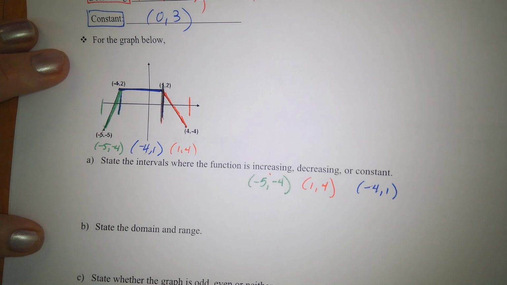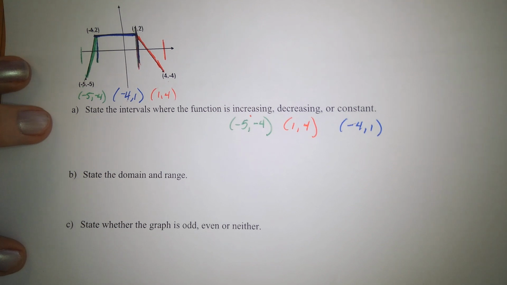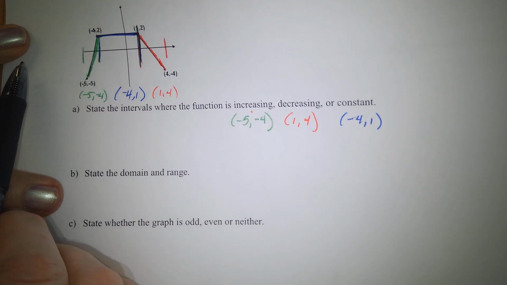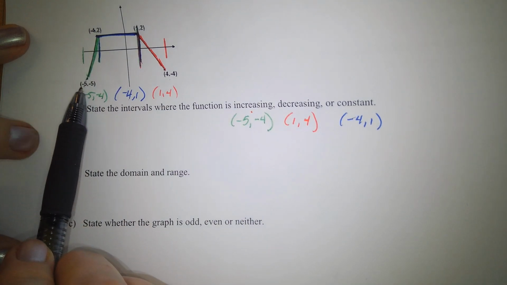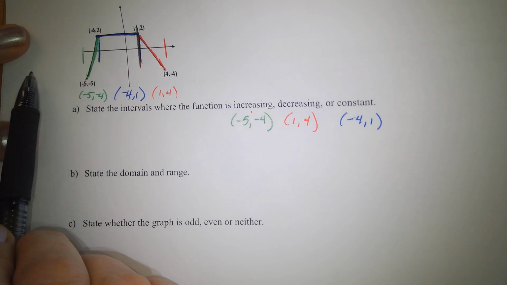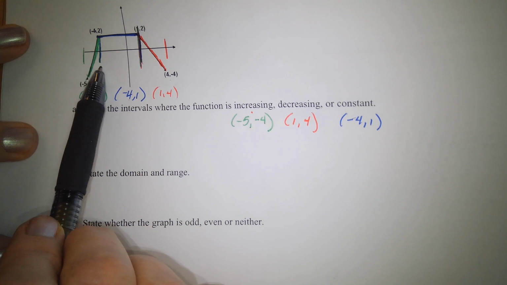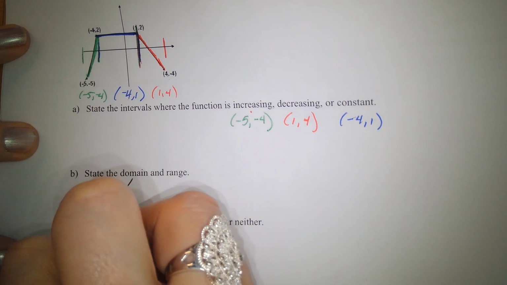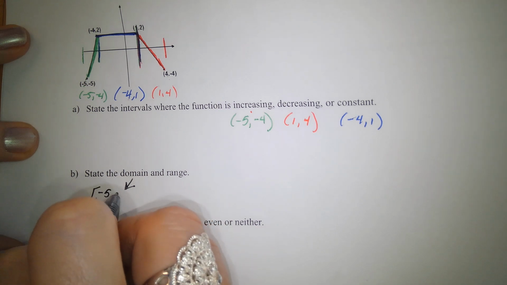State the domain and the range. Remember, the domain is a set of all possible x values. So if we look at this, the first place I see an x is right here, and the x is -5. So x can be any number, starting at -5, and x can be any number all the way until I get to an x of 4. So the domain is going to be any number from -5 to 4.